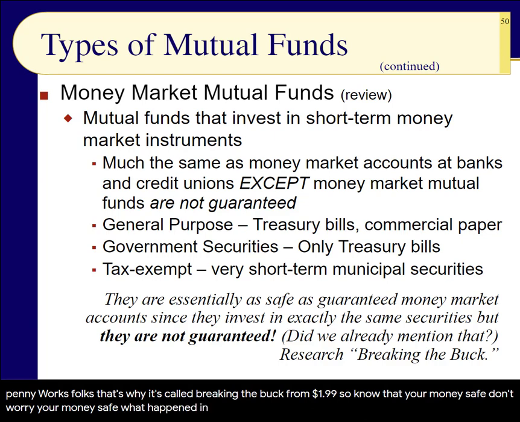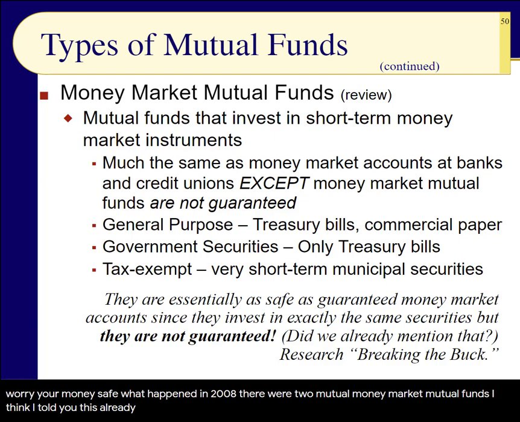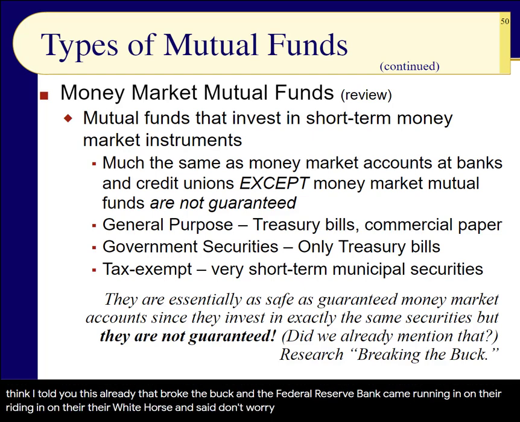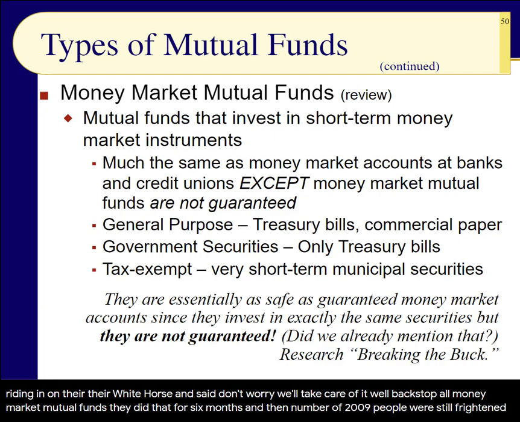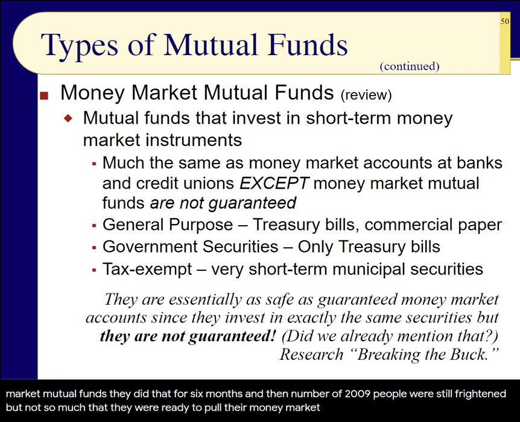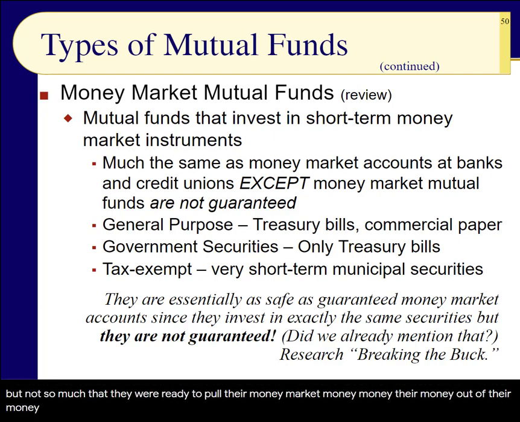What happened in 2008? There were two money market mutual funds. I think I told you this already. That broke the buck, and the Federal Reserve Bank came riding in on their white horse and said, "Don't worry, we'll take care of it. We'll backstop all money market mutual funds." They did that for 6 months, and then they did that for another 6 months. And by September of 2009, people were still frightened, but not so much that they were ready to pull their money out of their money market fund and put it under their mattress.